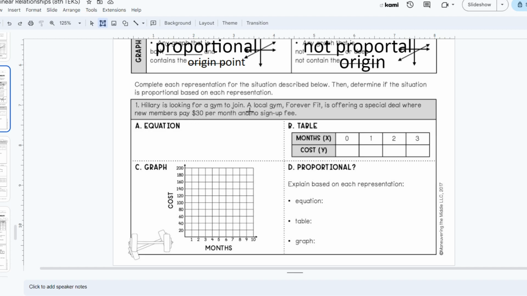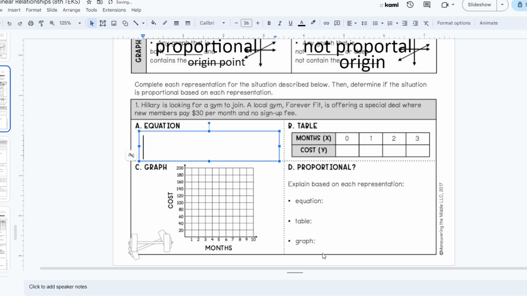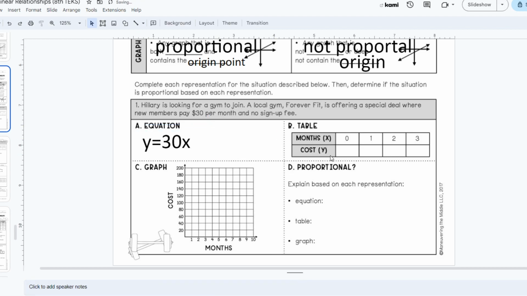Hillary is looking for a gym to join. A local gym, Forever Fit, is offering a special deal. New members pay $30 per month and no sign-up fee. So the equation would be y equals $30 a month. No sign-up fee. So is this proportional? What do you think? So you better believe it's proportional.